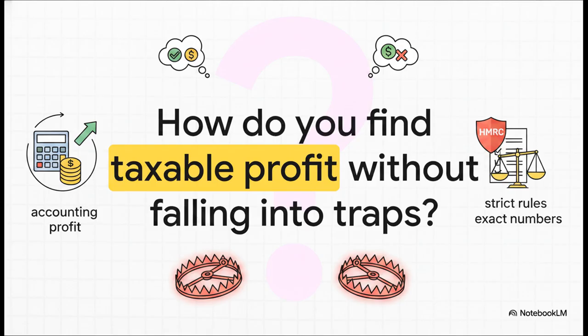Because, well, here's the secret. HMRC honestly doesn't care about your beautifully crafted accounting profit. They want the exact numbers, completely free from any accounting noise. They have their own incredibly strict set of rules about what actually counts as income and what counts as a valid deduction. And knowing the difference between the two, that is exactly what separates a pass from a fail.